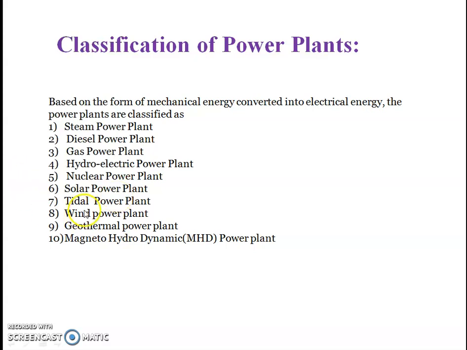And the next one is the wind power plant. Wind energy can be used in remote areas where laying of transmission lines may be expensive. The wind energy is converted into electrical energy by the use of a wind turbine. This is used in places where wind velocity is considerably high. Next one is the geothermal power plant.